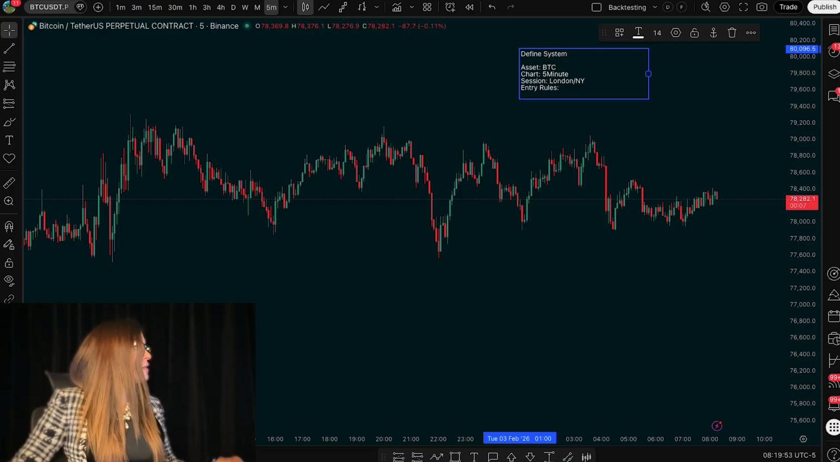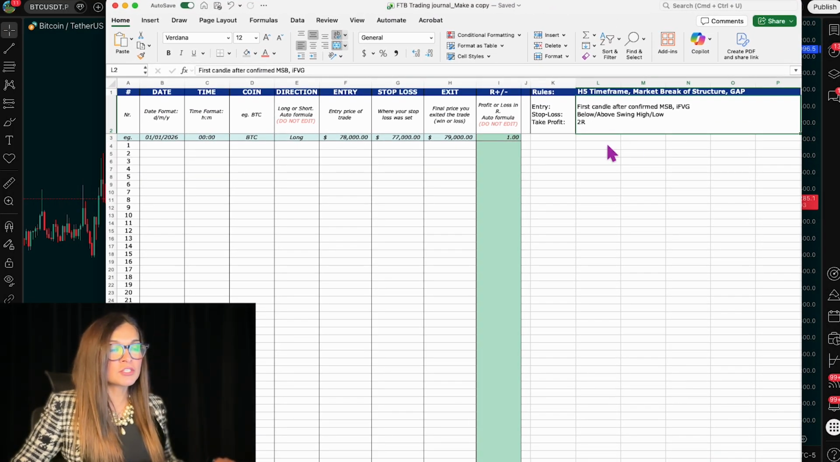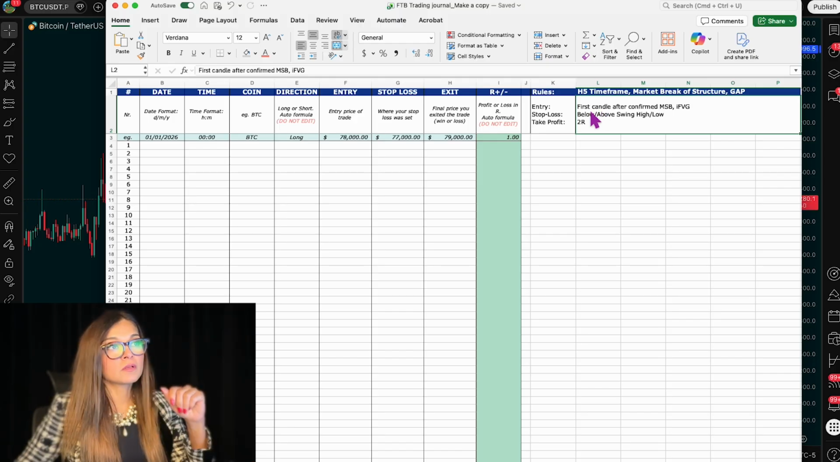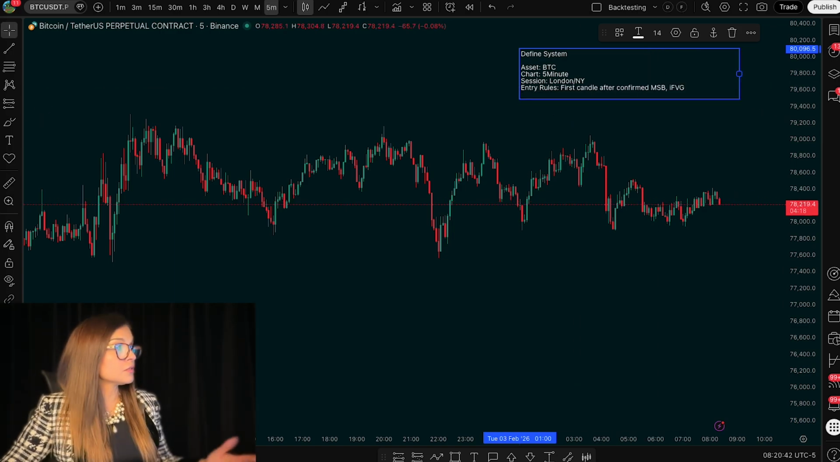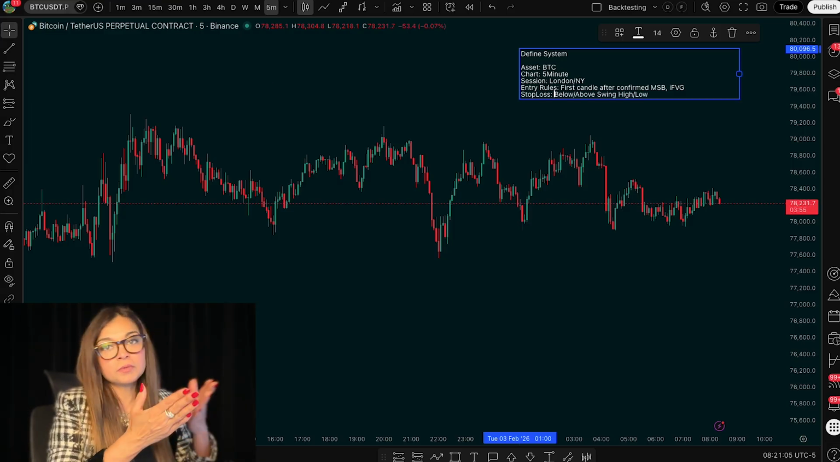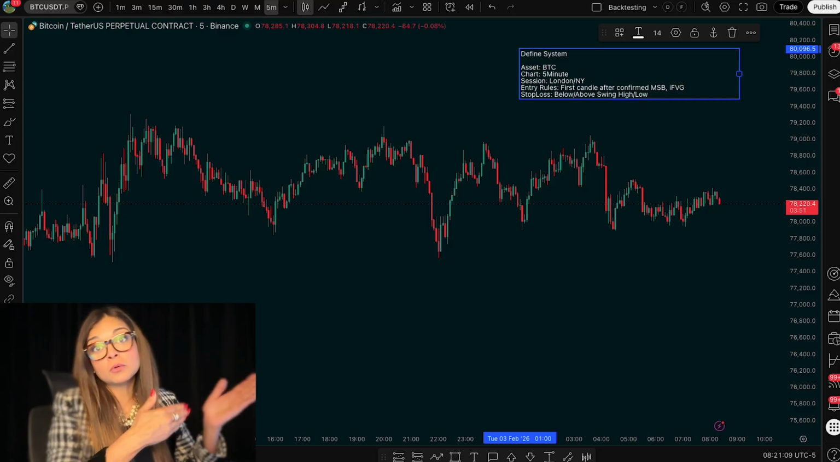Next, we're going to go with the entry rules. As you can see here, I've also noted my entry rules on my backtesting sheet. The entry rules would be the first candle after a confirmed MSB, a market structure break, and an inverse fair value gap. I'll copy this and enter the rules over here. I'll also copy the stop loss because it's the same. My stop loss is going to go below or above, depending on what direction my trade is, the swing high or swing low.